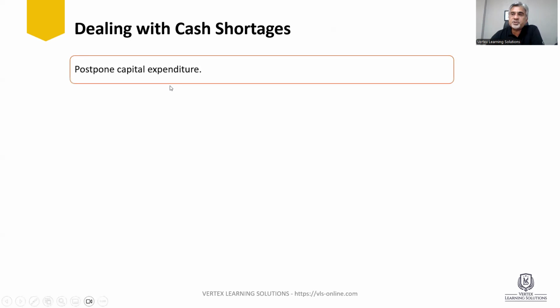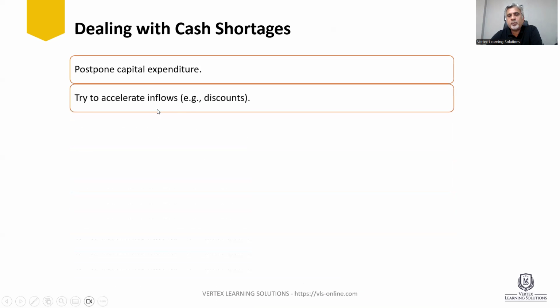Postpone capital expenditure. We say, okay, in this period when we have a cash shortage, we will not buy any equipment. Once the peak season is off, we will collect our cash and then we will buy our equipment. Try to accelerate inflows. For example, you start giving discounts so that you can collect more cash.